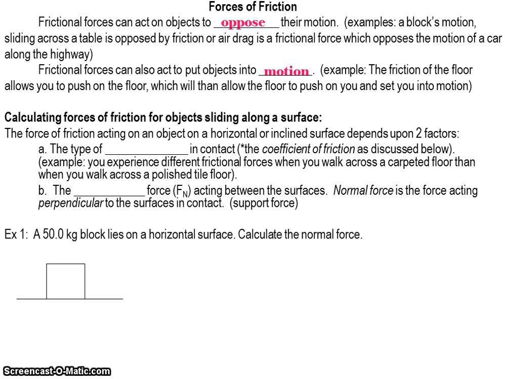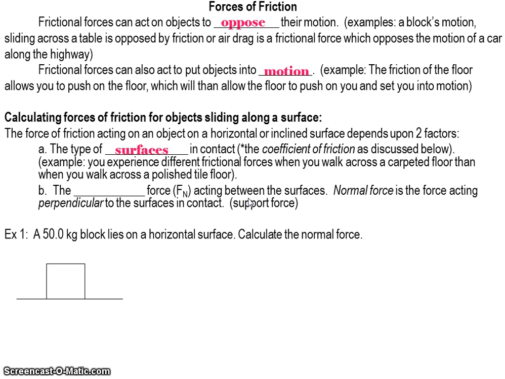So how do we calculate forces of friction on objects that are sliding? A couple things. It depends on two factors. The first one is the surfaces that are in contact. So it depends on the type of materials that are in contact. So you are going to have different frictional forces between, let's say, your sock and a tile floor and your shoe on a tile floor.